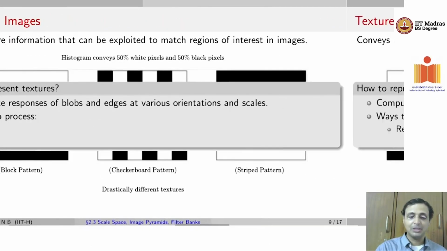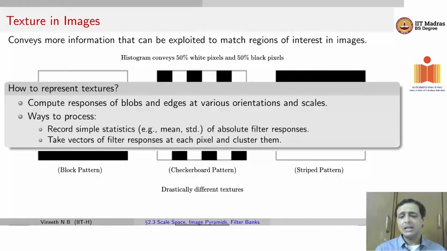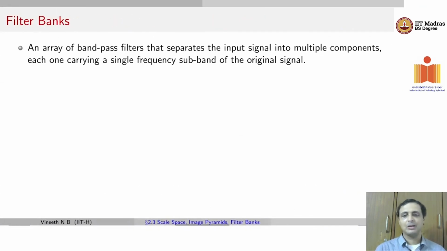So the way we process an image is we record simple statistics such as mean and standard deviation of absolute filter responses of an image. And then we could take the vectors of filter responses at each pixel and cluster them to be able to represent your textures. There are multiple ways of doing this, but that could be the general process of capturing the textures in images. We'll see a couple of examples of how texture can be captured in an image.